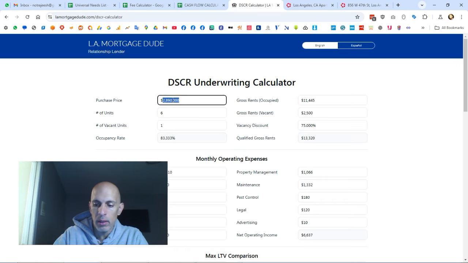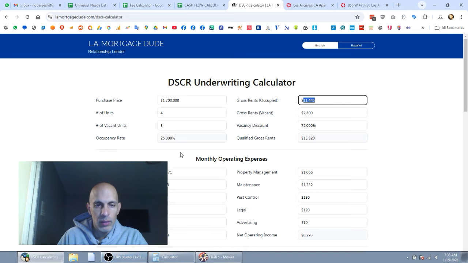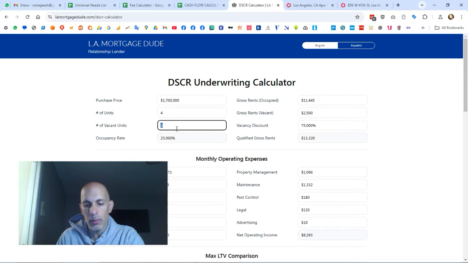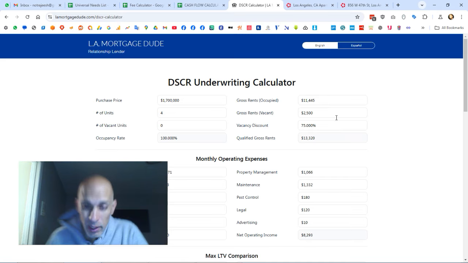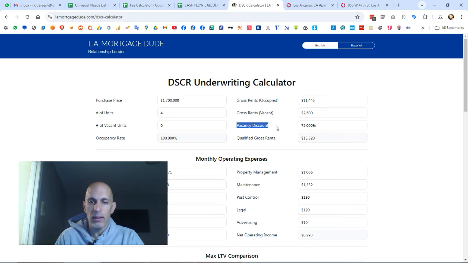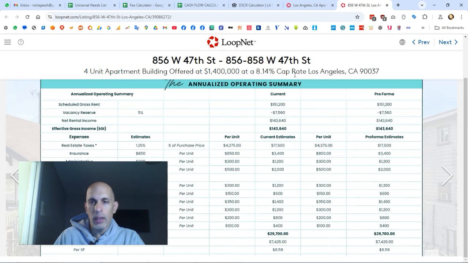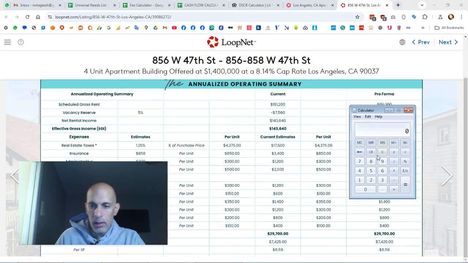So this purchase price is 1.7 million. We're looking at 4 units, 3 vacant units. I'm going to use market rents, and one of the programs we have will count the vacant units rent at 100%. Sometimes they only count it at 75%, which is why you have this vacancy discount here. But the program I'm thinking of right here would count the full market rent. So let's see here, 151,200 divided by 12 gives us 12,600 a month.